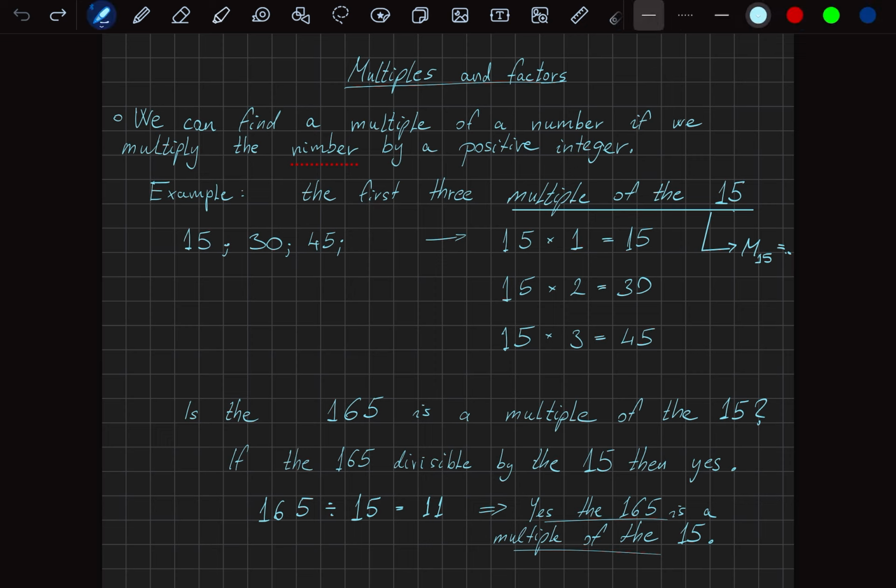And how can we write this? It's M15 equals 15, 30, 45, etc.